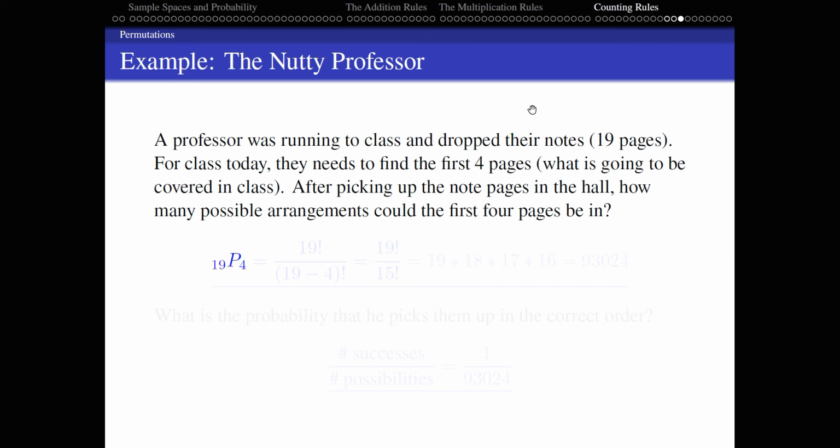So because order matters, we're using a permutation, 19P4. Then I sub in my n, 19, that's the total number of items I can select from, and 4, the total number of items, or pages in this case, I'm selecting.